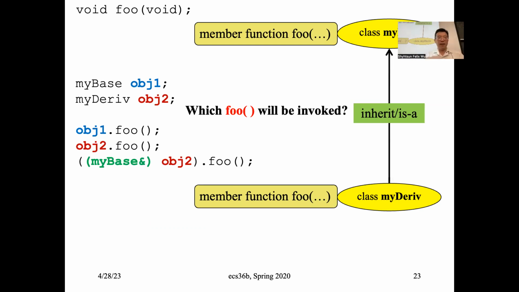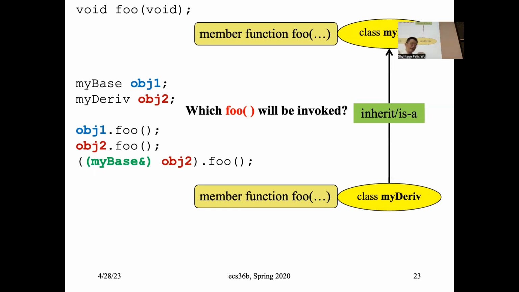So here is my pseudo code. I define something called my base. My base is the class, and my base is object 1. I create an object instance that's based on my base, and then I create another object 2, which is my derived. So now you can see that I create two objects, object 1 and object 2. And then I call the foo function. I say obj1.foo, obj2.foo, and then this one is called, I hope you still remember, casting.